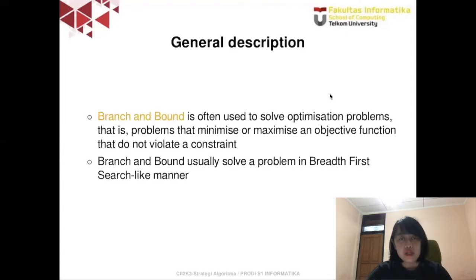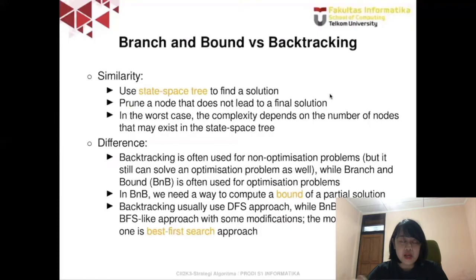Branch and bound is often used to solve optimization problems, that is, problems that minimize or maximize an objective function without violating a constraint. Branch and bound usually solves a problem in a breadth first search like manner. It is actually similar to backtracking in the sense that we use a state space tree to find a solution, and we also prune a node that doesn't lead to a final solution. So we do not continue a node that is not promising.